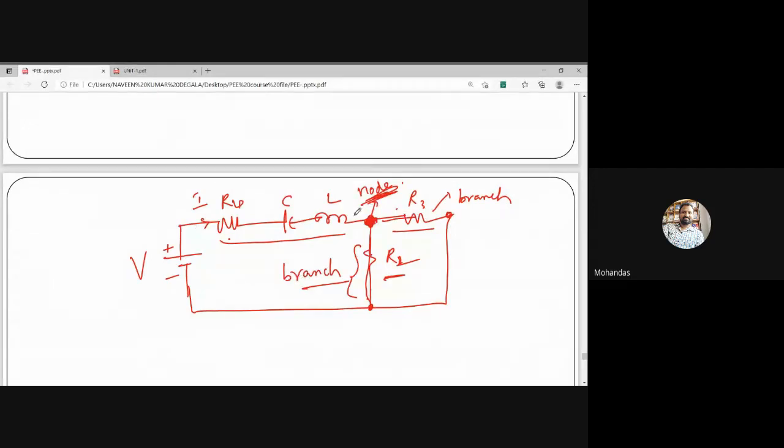Okay, and this is known as a loop. Loop means we are starting from here and all these elements are connected, and again it is a closed path. Try to remember this circuit. I will explain one by one, and then you can clearly understand.